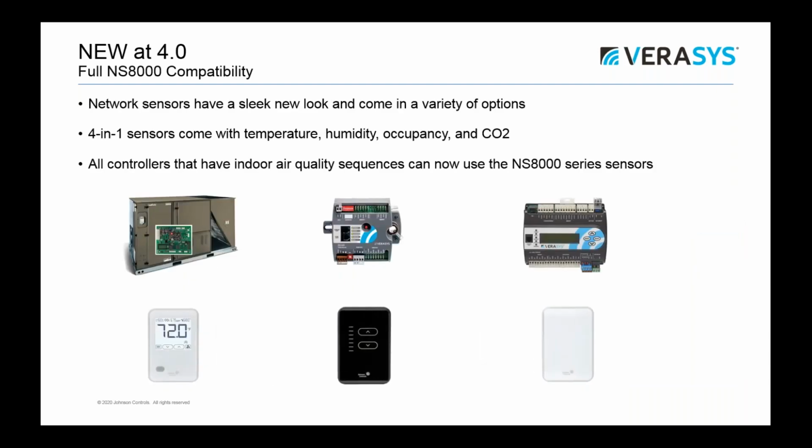A couple other things new at 4.0. One big one for us is the NS8000. We've always been partially compatible with the NS8000 in the past, specifically around temperature and humidity. We've now added the capability to read CO2 off the same sensor as well. And this is true for all of the Verasys compatible controllers, whether it be smart equipment, a ZEC, which is our VAV controller, or a Verasys application controller. So now full compatibility no matter which sensor that you choose.